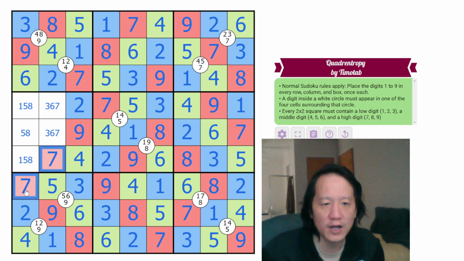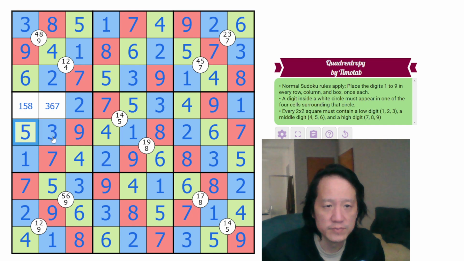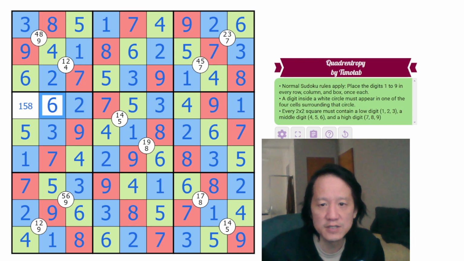We have 2 highs and a middle in this 2x2 area, so we're missing a low. This is low then. This must be 1. This can't be 8, so it must be 5, and that's a middle. These can't be 6, can be 6 or 7, so this must be 3, which is a low. And now in this 2 by 2 area, this has to be a 6, and it's a middle, and therefore this must be high, and that's an 8.